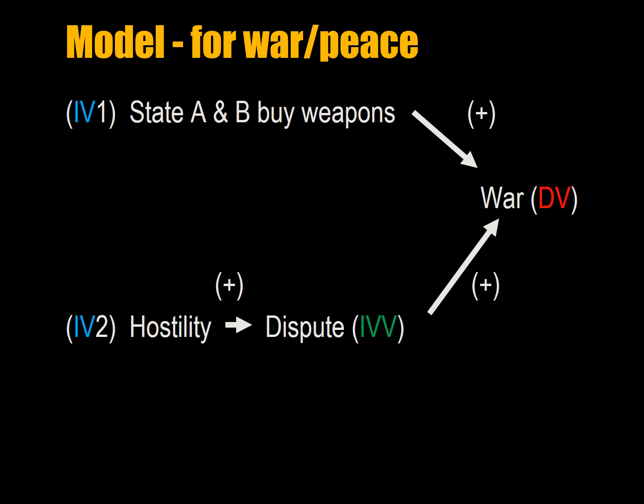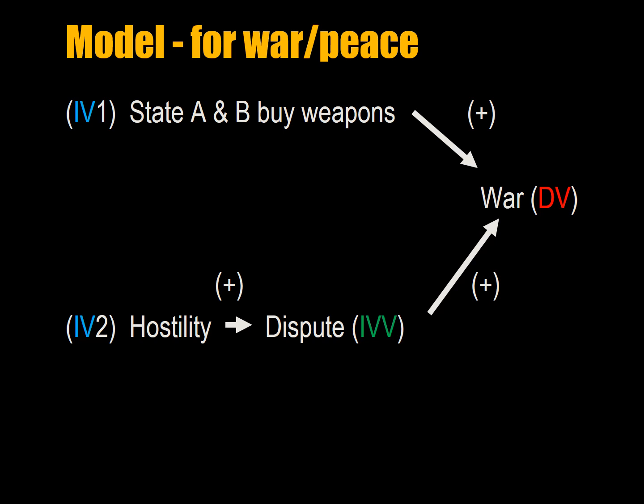So this is a depiction of a model for war. Now, of course, we spoke about this before. It's a misnomer. War here is really war/peace, right? We're trying to explain both. We explain peace when there's no war, and we explain war when there's no peace. All dependent variables have to have at least two separate values.